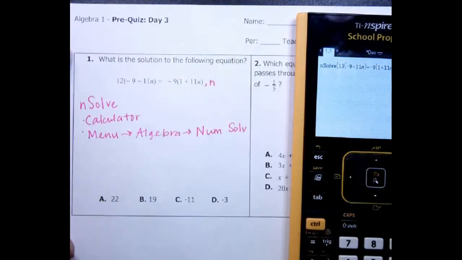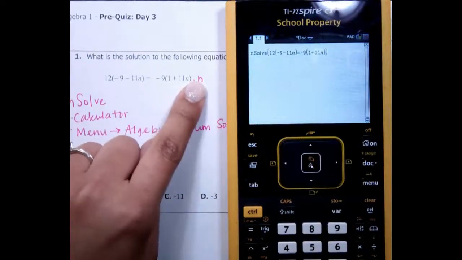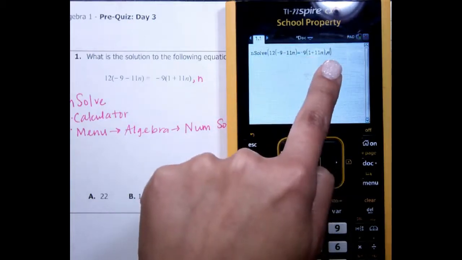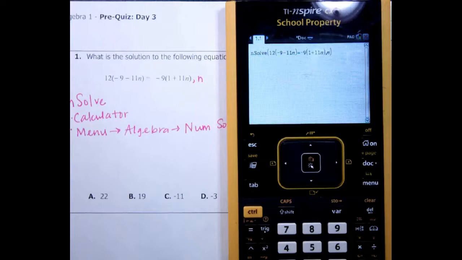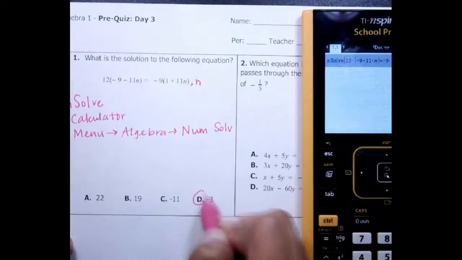Now, what you cannot forget to do is, once you type all of this in your calculator, you have to type comma n. That's like you telling the calculator, tell me what n is. You have to make sure you use the same variable. So if you told it to use n in the problem, that's the variable you have to add after the comma. Once I type that in, the calculator does all the work for me, and it tells me that the answer is -3.